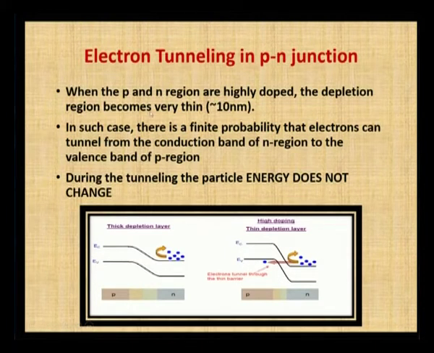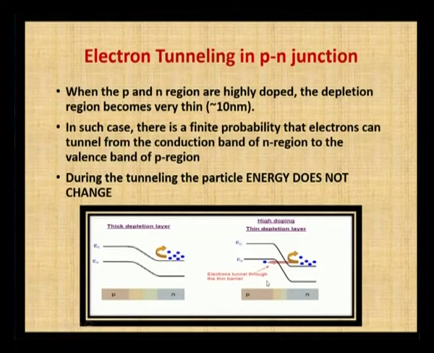When the p and n regions are heavily doped, the depletion region becomes very thin. So when it is highly doped, the depletion layer is thin, and we can expect the electrons to cross this thin barrier according to quantum mechanics. If the electrons have wave-like nature and there is a thin depletion layer, they can cross this barrier. During the tunneling, the particle energy does not change. This is what we call tunneling, and during this process the particle energy will not change.